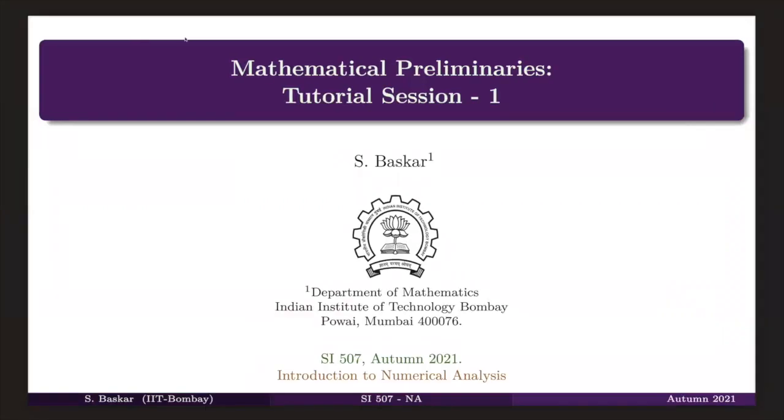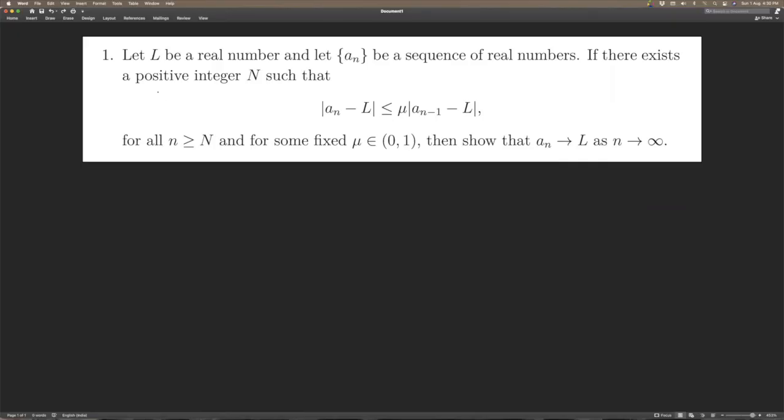Well, students, in this lecture, we will solve some problems from our chapter 1 on mathematical preliminaries. Let us take the first problem in the exercise of chapter 1. The problem says that you have a real number L and a sequence of real numbers, the sequence a_n.